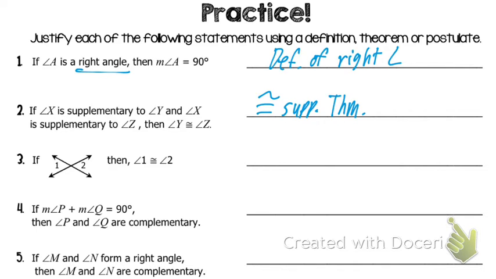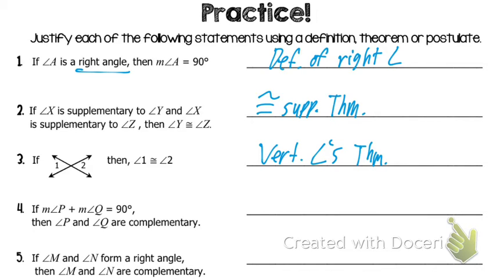Number 3. If angle 1 and angle 2 are set up like so, then angle 1 is congruent to angle 2. What kind of angles do we think angle 1 and angle 2 are? Vertical angles. So if those are vertical angles, then they're congruent. What tells us that? The vertical angles theorem. The vertical angles theorem says if they're vertical angles, they're congruent.